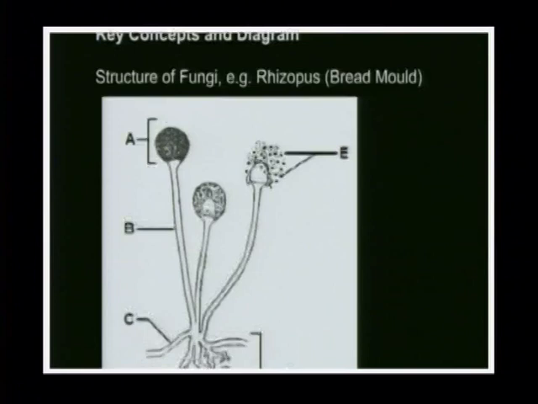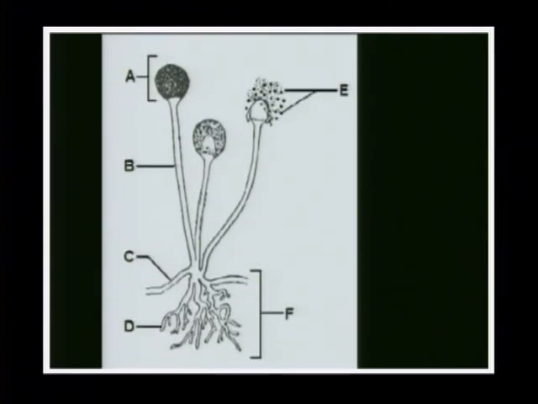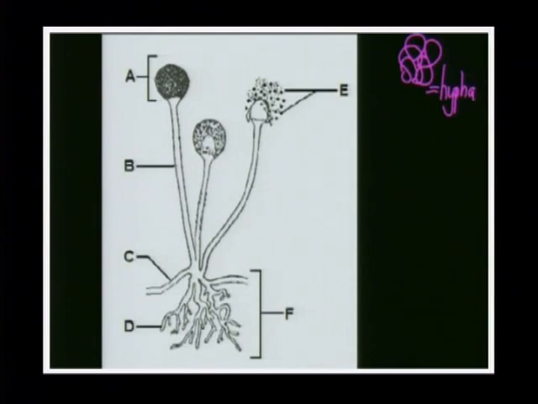Here you can see a picture of bread mold, a schematic diagram. First of all, when a bread mold starts to grow, you will see a tangle of fine threads on the surface of a piece of bread. Each of these fine threads is called a hypha. Hypha is the singular. To make it a plural, just add an E on the end. As these hyphae start to spread across the bread, you will see that they grow in 3 different directions.